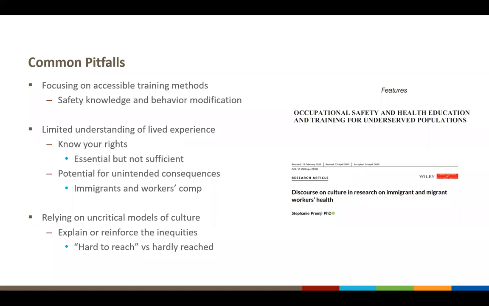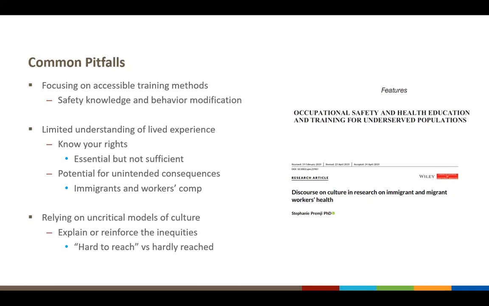One attempt at addressing structural exclusion is to include information about workers' rights in trainings. And that's good effort, but what we know is that while knowledge around your rights is essential, it's not sufficient, right? And you really need institutional support to help exercise those rights. Another thing that's important to understand, or a potential consequence of having a limited understanding of the lived experience of, for example, immigrant workers, is the potential for unintended consequences.